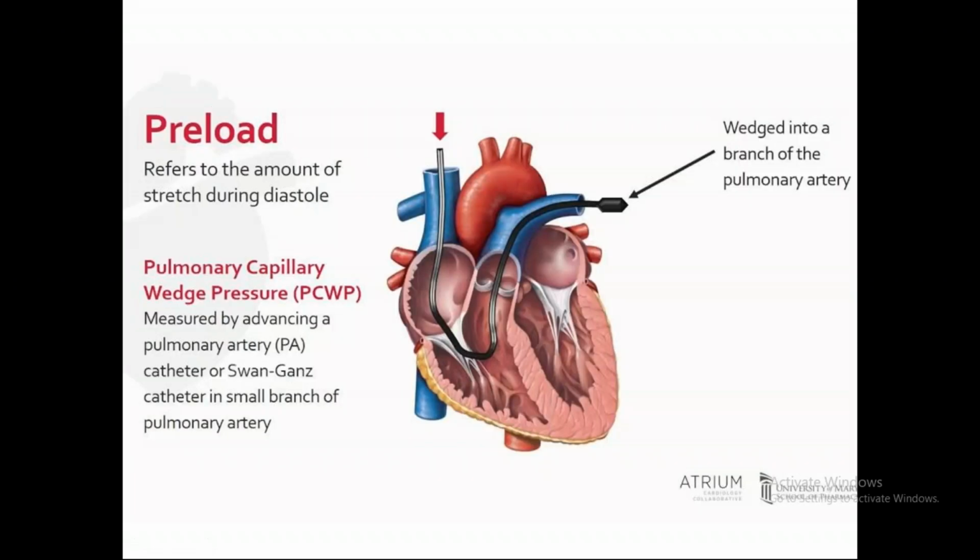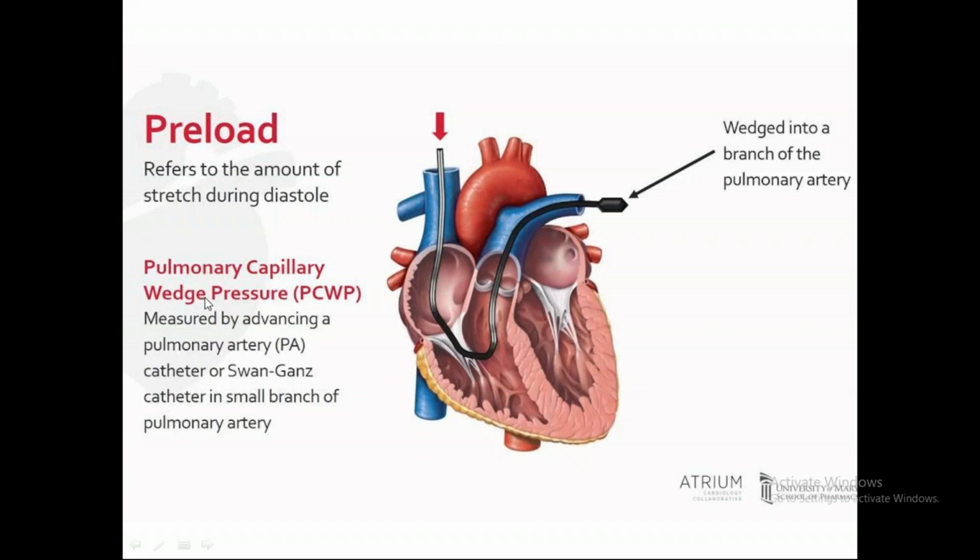So basically pulmonary capillary wedge pressure is measured by something called as Swan-Ganz catheter. So basically a Swan-Ganz catheter is inserted into the femoral vein, which goes up from the IVC, it goes into the right atrium, the right ventricle, and then it goes into the pulmonary artery, right? This Swan-Ganz catheter, when it reaches the pulmonary artery, it is wedged into the branch of the pulmonary artery. Hence the name pulmonary capillary wedge pressure, right?